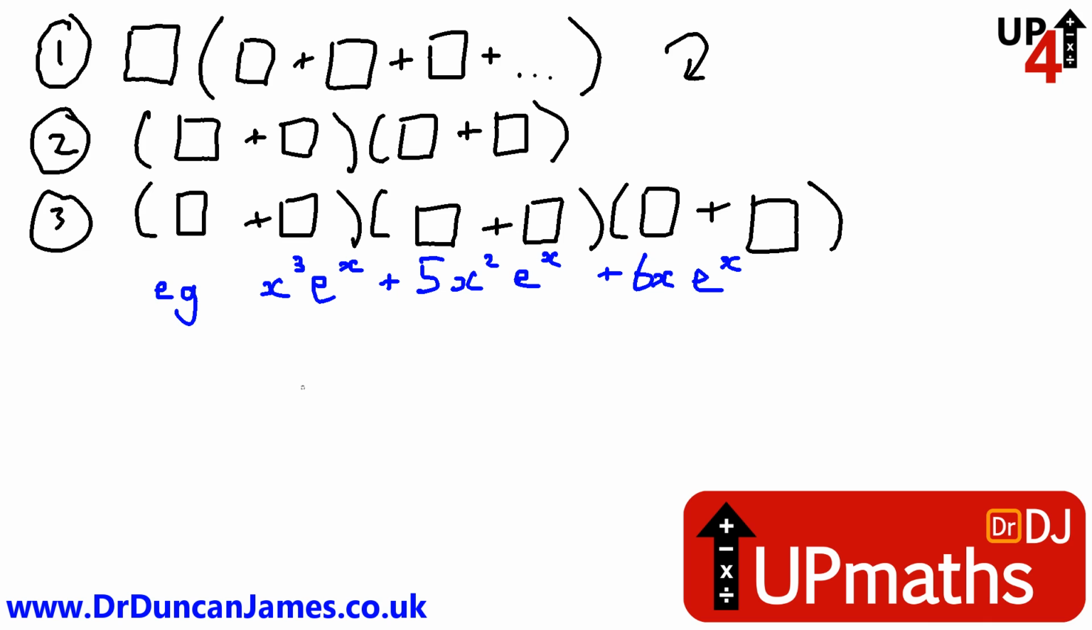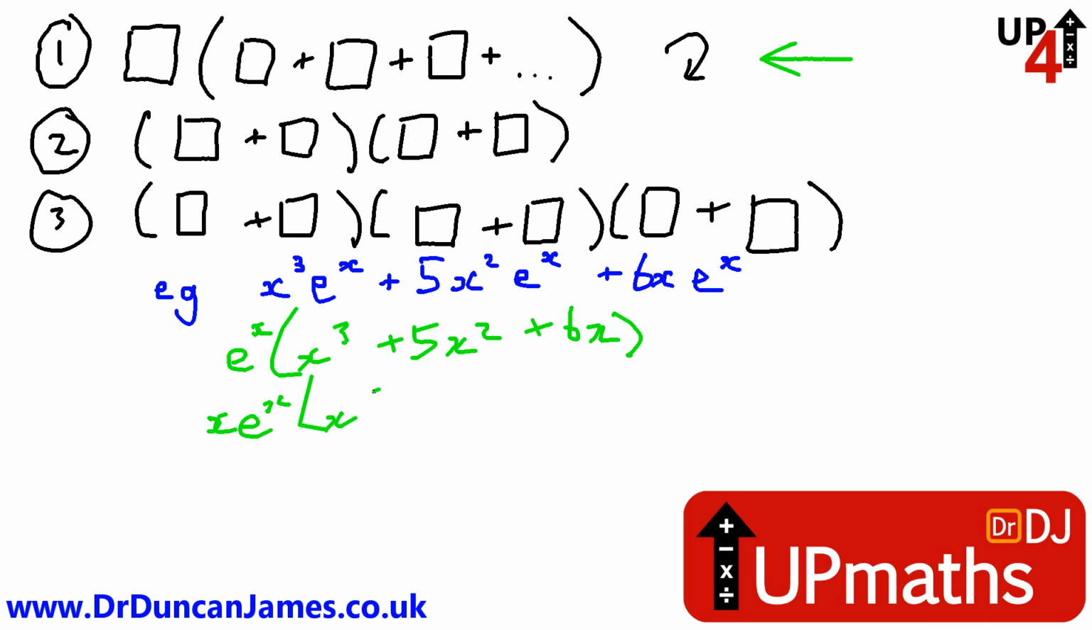So let's look at example number one. I'm going to follow step one first. Oh, they've all got an e to the x, so I'll take that out. So that leaves me with x cubed plus 5x squared plus 6x. I repeat step one. Oh, they've also got an x, so write e to the x, x squared plus 5x plus 6.